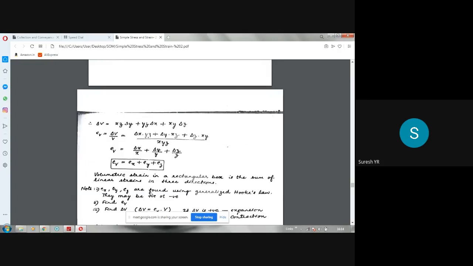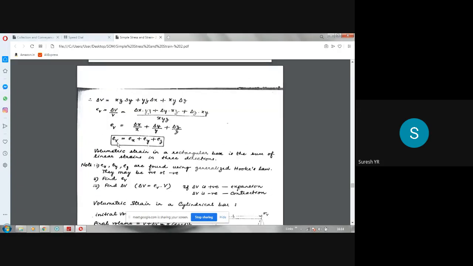So volumetric strain is given by the sum of the strains in all the three mutually perpendicular directions. It is not just a sum, we call that algebraic sum. So some of them may be positive, some of them may be negative. Take the algebraic sum of the strains in all the three directions, you will get the volumetric strain. After getting volumetric strain, you can always find the change in volume due to the given force system. So we will take up problems on this later. Okay, so this is what I wanted to explain today.